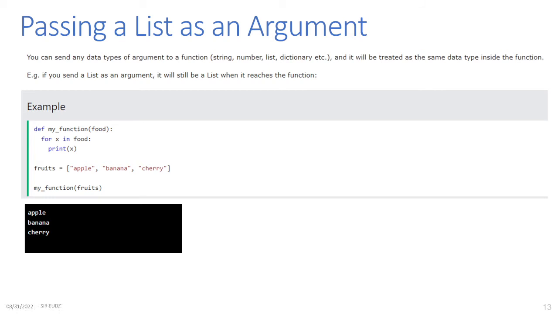Passing a list as an argument. You can send any data type of argument to a function: string, number, list, dictionary, etc. It will be treated as the same data type inside the function. For example, if you send a list as an argument, it will still be a list when it reaches the function. So define my function food, for x in food, print x. Fruits equals apple, banana, cherry. My function fruits, so we are passing a list, and it will print the items in our list: apple, banana, and cherry.